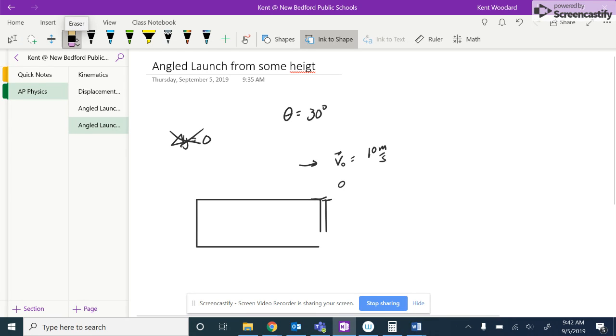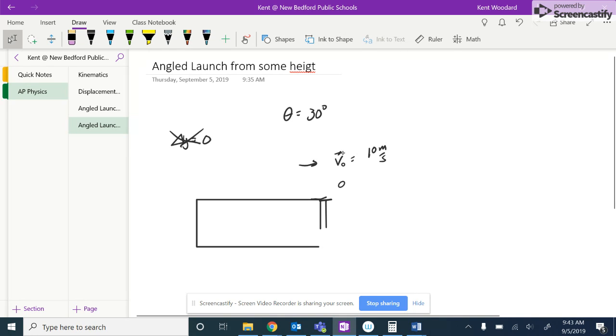Sorry, I've got the ink to shape button pressed. It makes the writing easier, but sometimes it makes things weird. Okay, so it's going down some amount. I'm trying to shape it again. Let's see if we can get this fixed. All right, let's make sure to turn that off.